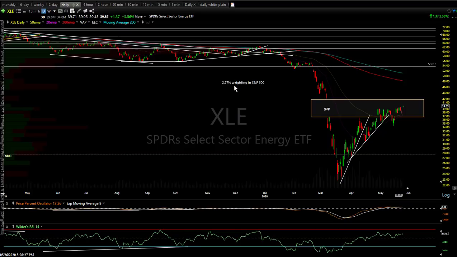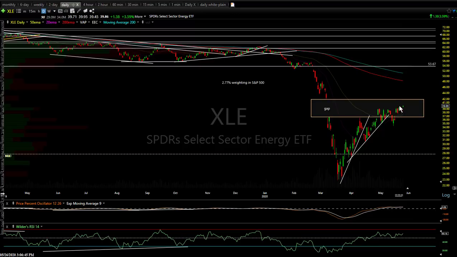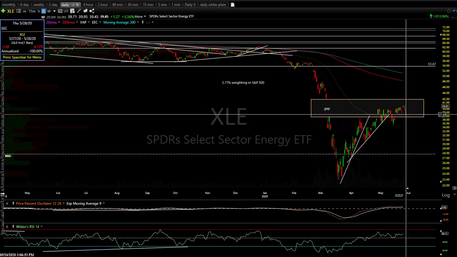I haven't updated these recently, so this number might be a little different. 2.77% weighting in the S&P, and there's a big gap right there. That gap happened in early March. Huge monster gap. We're halfway in it, so near term, you can spin that maybe as bullish because gaps, once entered, are usually backfilled. And if we do backfill it, then the top of the gap would be resistance. Sometimes you enter a gap, you don't always backfill it, so we'll watch that.